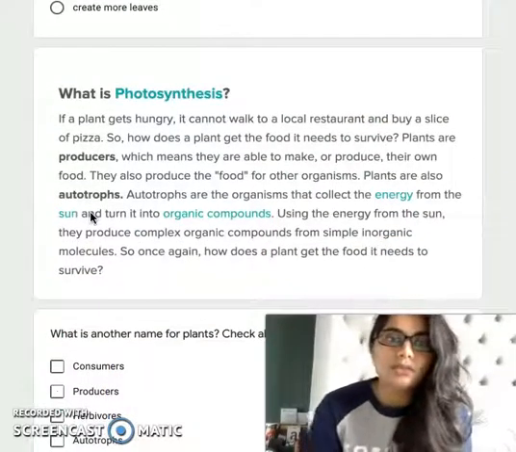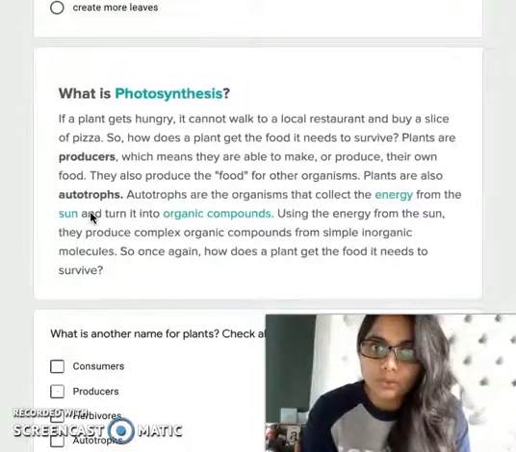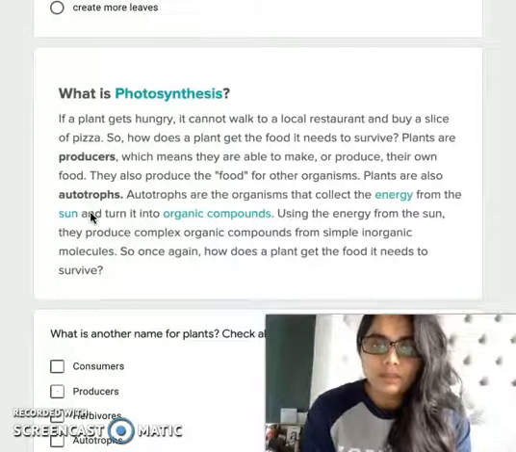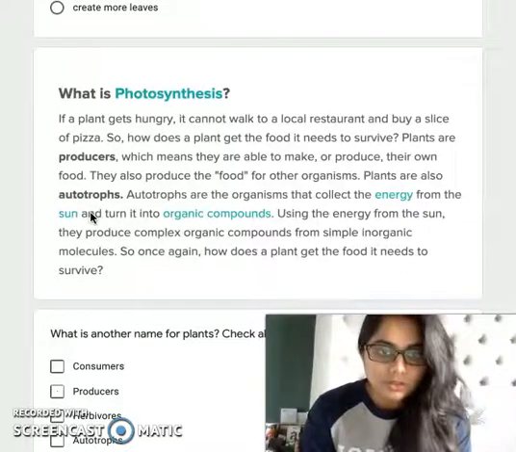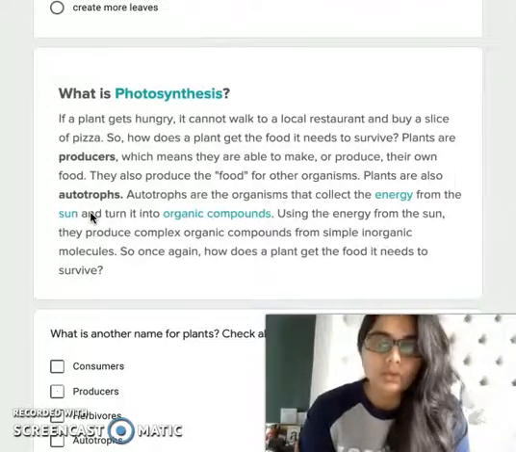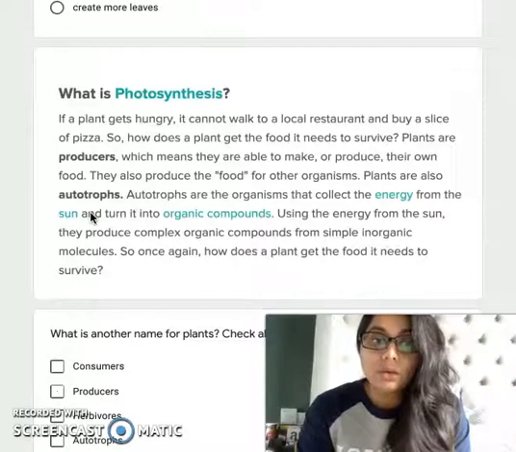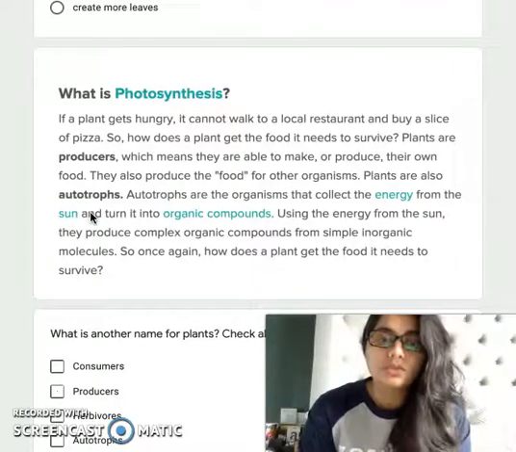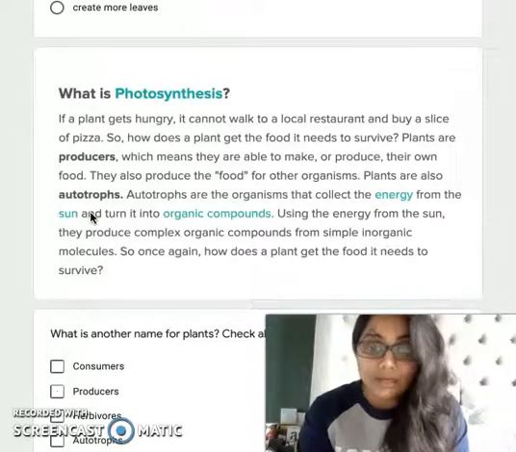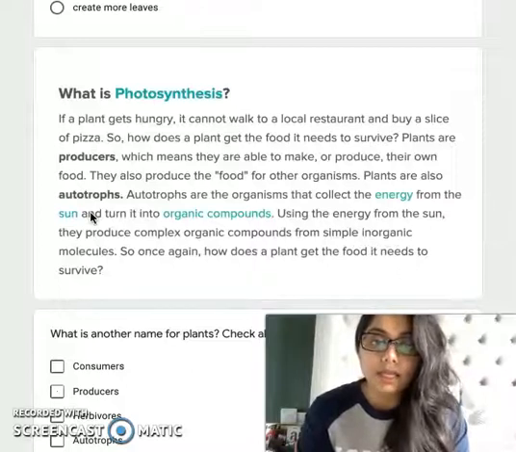All right, so if a plant gets hungry, it can't walk to a local restaurant and buy a slice of pizza. So how does a plant get the food it needs to survive? Plants are producers. We already learned this, which means that they are able to make or produce their own food. They also produce the food of other organisms. Plants are also autotrophs. Autotrophs are organisms that collect the energy from the sun and turn it into organic compounds. Using the energy from the sun, they produce complex organic compounds from simple inorganic molecules.